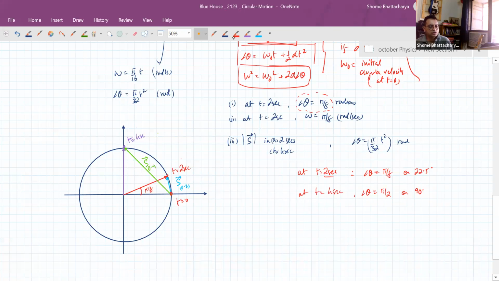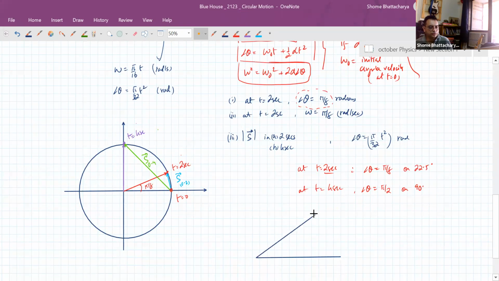Okay. So now let's concentrate on the first part. So it's a little tricky, but there is a method. Okay. And you can make use of vector algebra also.